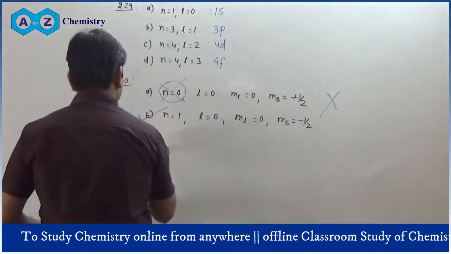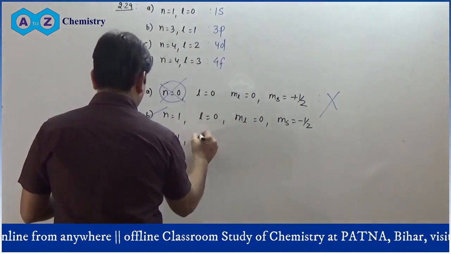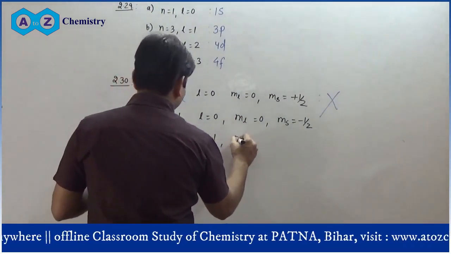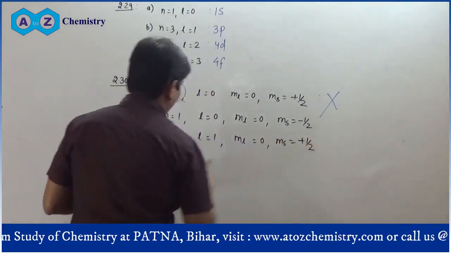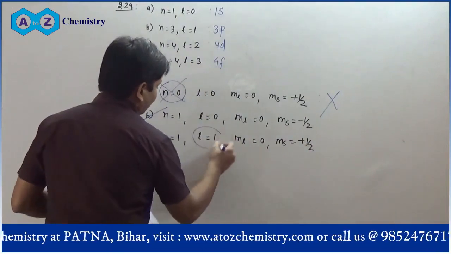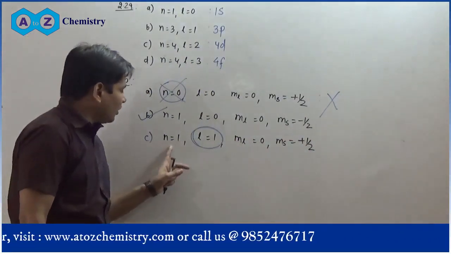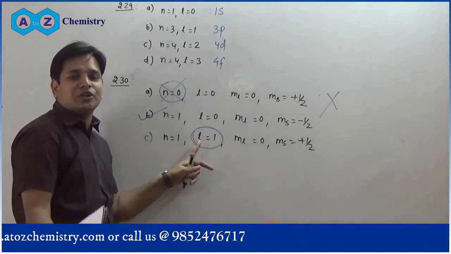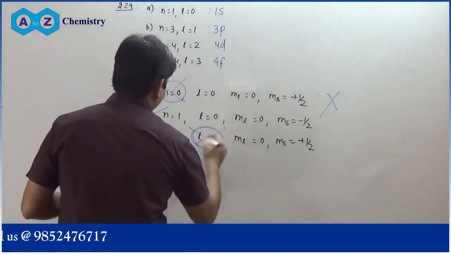So this is correct. C part is n equal to 1, l equal to 1, ml equal to 0 and ms equal to plus half. Again this is not possible because l cannot be equal to 1 for n equal to 1. For n equal to 1, l can take values only from 0 to 0, only 0 is allowed here. So this is wrong.